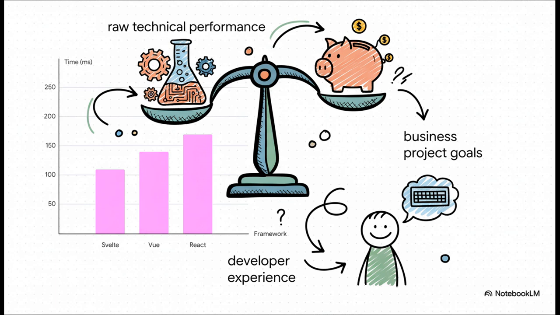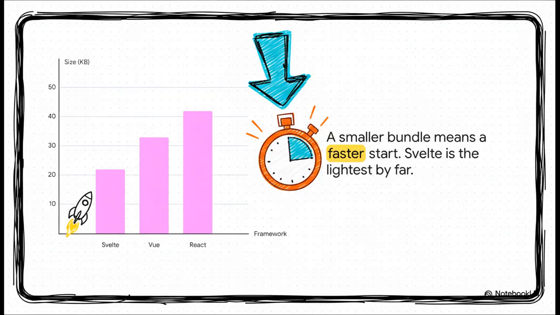Svelte clocks in at a blistering 110 milliseconds. Vue is next, and React comes in third. So, in the race to get pixels on the screen, Svelte takes a really early and decisive lead. All right, next up, bundle size. Now, this is super important for that initial page load speed, because a smaller bundle means a faster start for your users. And once again, Svelte just dominates with a tiny 22 kilobyte bundle. React, just for comparison, is nearly double that size. It really shows off Svelte's lightweight advantage.